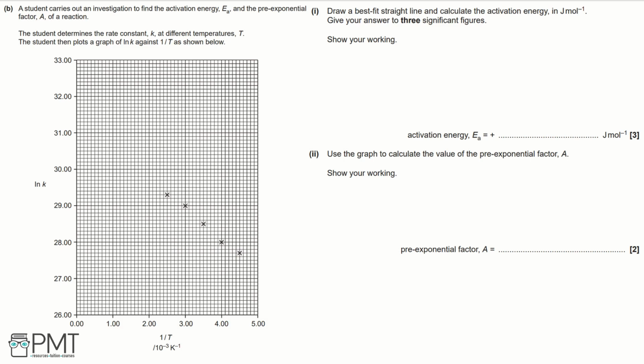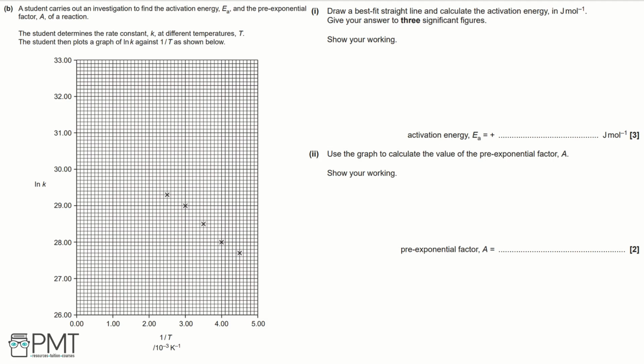Part B. A student carries out an investigation to find the activation energy EA and the pre-exponential factor A of a reaction. The student determines the rate constant K at different temperatures T. The student then plots a graph of ln K against 1 over T as shown below. Part 1. Draw a best fit straight line and calculate the activation energy in joules per mole. Give your answer to 3 significant figures and show all your working.